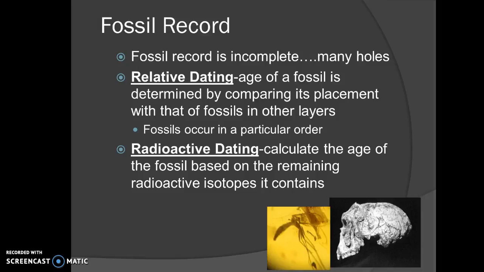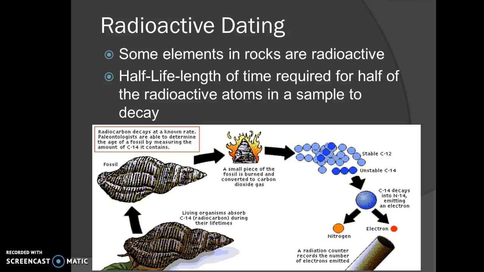Okay, radioactive dating is a little bit more specific. It's going to calculate the pretty close to approximate age of the fossil based on the remaining radioactive isotopes it contains. And in chemistry, you learned a little bit about that. You're not going to be asked a lot about it here on this test, but you did learn about those before. Radioactive dating, some elements in rocks are radioactive. They break down, and so they put out radiation. The half-life is the length of time required for half of the radioactive atoms in the sample to actually decay. And there's a nice little visual here. You can pause the video and look through it if you cannot remember learning that in chemistry.